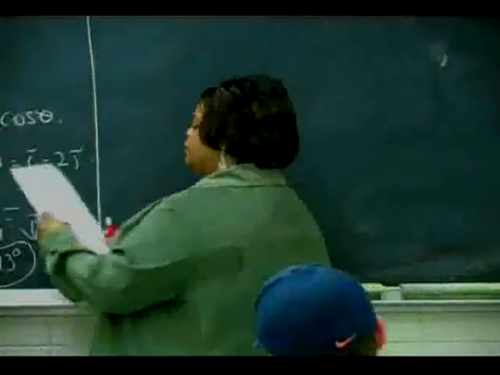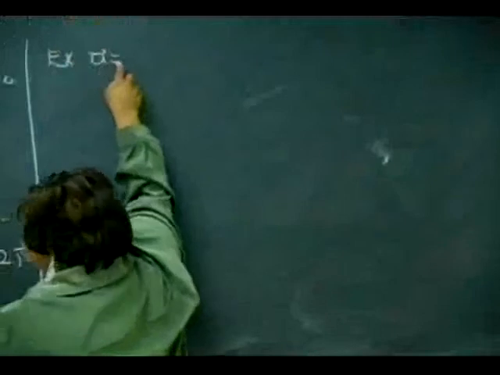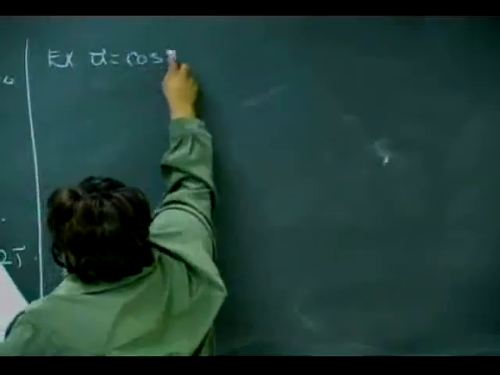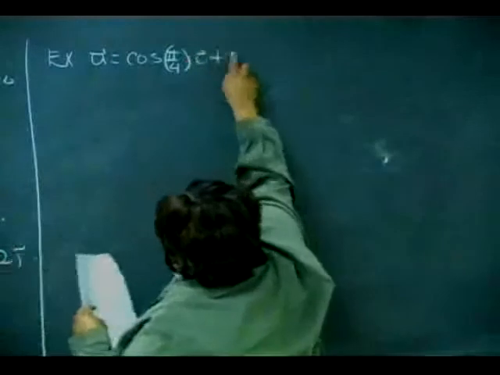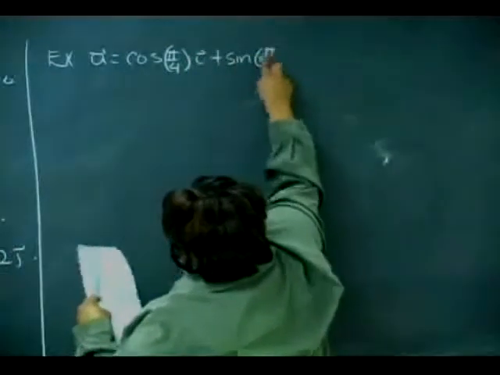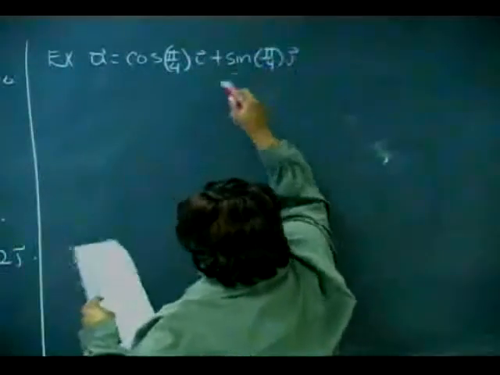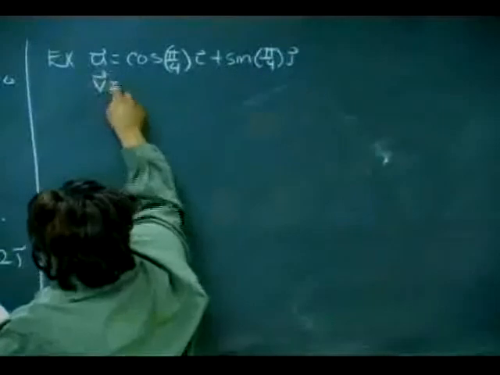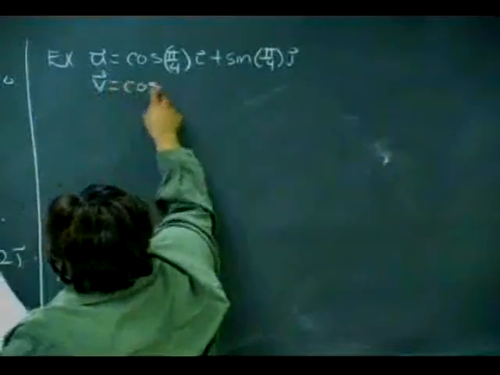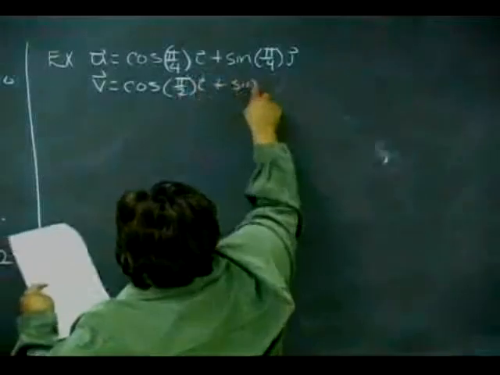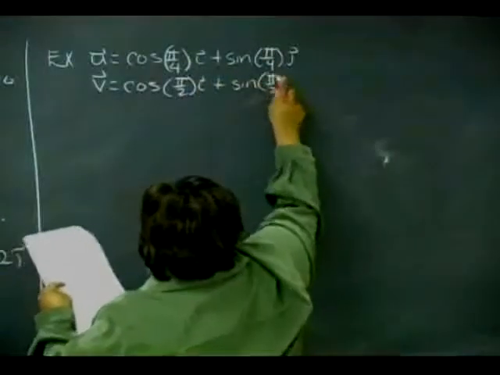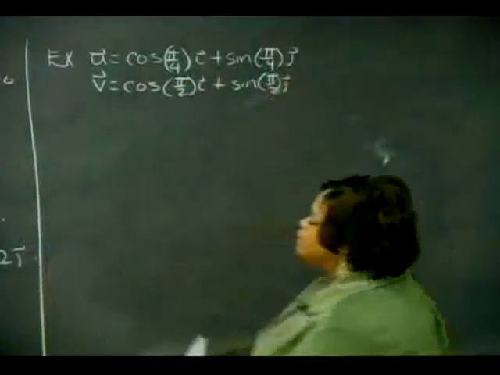Let's look at another one. Same directions. But now, u is given as cosine pi over 4 i plus sine pi over 4 j, and v is given as cosine pi over 2 i plus sine pi over 2 j. Let's find the angle between these two vectors.